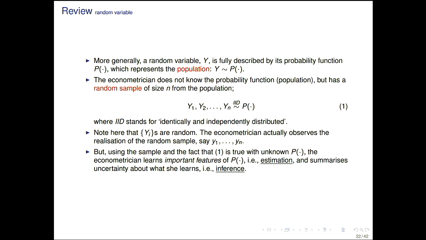And after estimating the important features, we still have lots of uncertainty because as long as we don't know the population exactly, what we are doing is making a good guess about the underlying population using the random sample. So what we estimated is not going to be exactly the same as the population, which means we still have lots of uncertainty. And we need to summarize the uncertainty in a scientific way. That is called inference. And two very famous examples of inference are hypothesis testing and confidence interval.